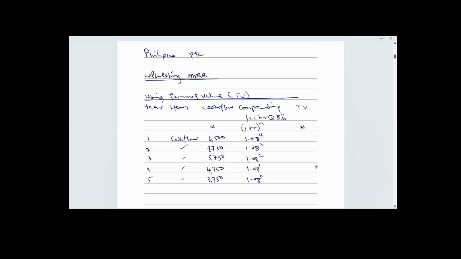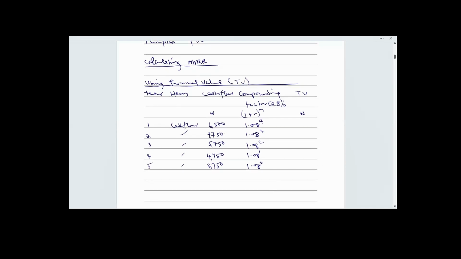So with this, if I want to get my terminal value, I have to start with the compounding factor. I would then say 1.08 raised to power 4, equal. The answer I have on my calculator, I will use it to multiply 6,500, which is equal to 8843. Here is 8843. That's the terminal value at the end of year one.